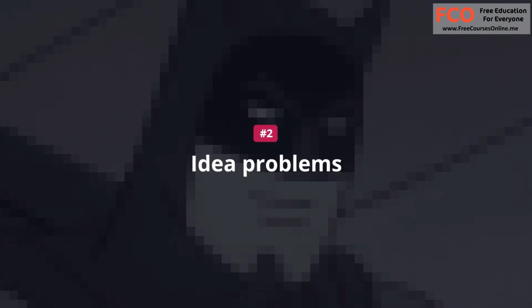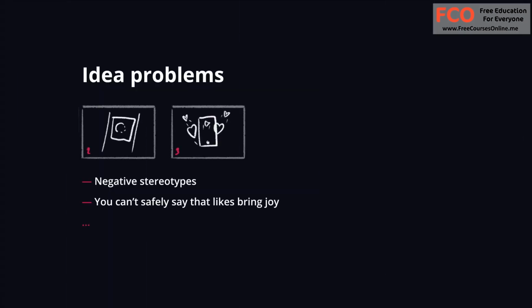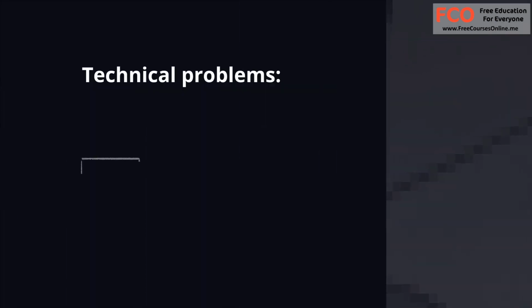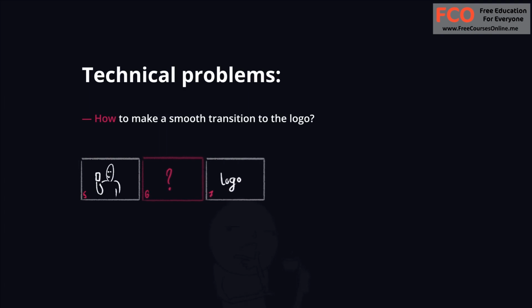Idea problems. Negative stereotypes. Everyone wants a lot of likes, but it isn't the company's goal to provide them. The goal is to allow people to share impressions with friends and capture bright moments of life. You can't safely say that likes bring joy. Technical problems. There is no clear way to make a smooth transition from all that to the logo.